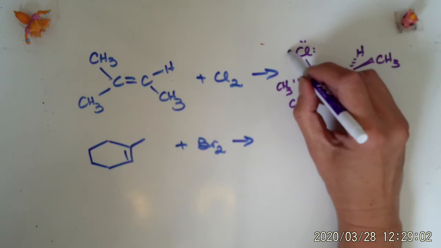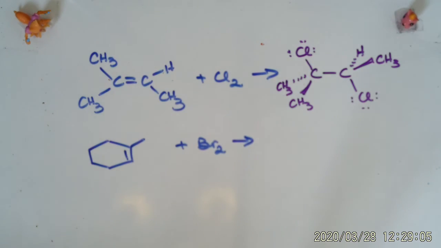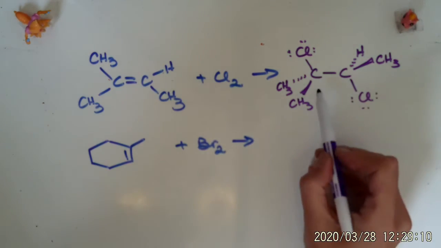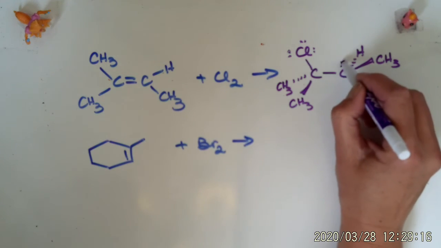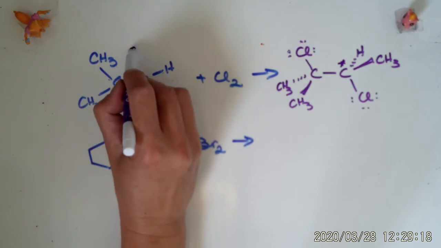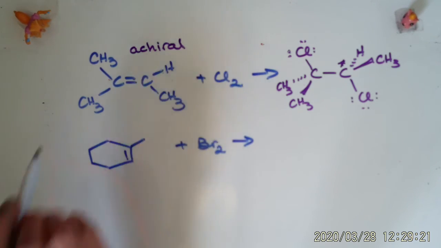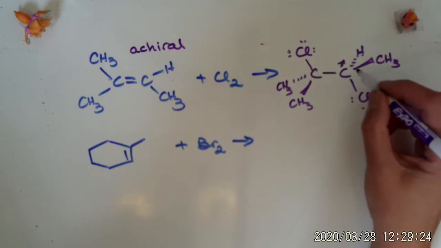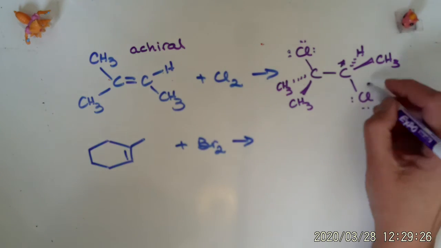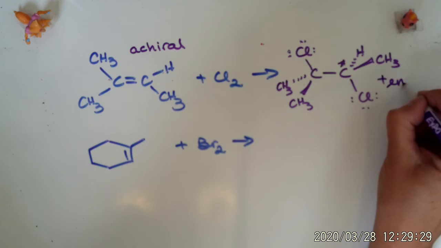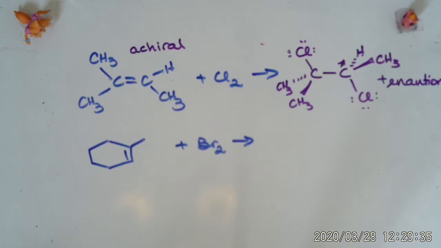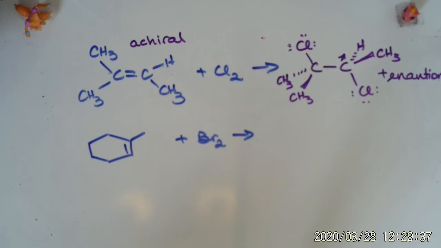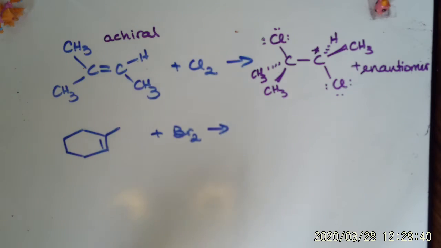Okay. Now, do I have to worry about anything? Well, turns out the only thing I need to worry about here is this chiral center. This, 1, 2, 3, 4, it's chiral. Since I'm starting off with something achiral, I'm going to form a racemic mixture. Okay? So, this one plus its enantiomer.